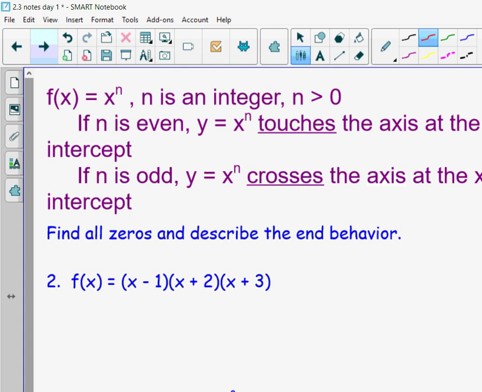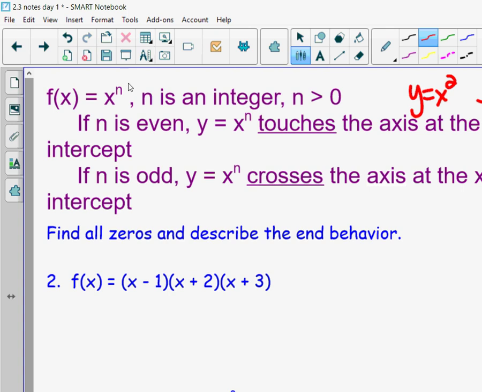Other really important things to know: if you have x to a power n, where n is an integer, which means polynomial, no fractions, no decimals, no negative exponents. If n is an even degree, we know that's going to touch the x-axis. Again, relate it to what you know. y equals x squared comes and looks like this. It doesn't cross the x-axis, it touches it.